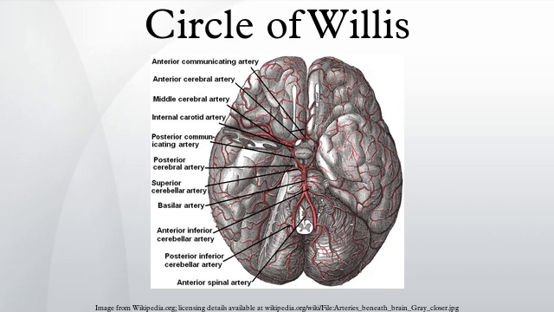Origin of arteries: the left and right internal carotid arteries arise from the left and right common carotid arteries. The posterior communicating artery is given off as a branch of the internal carotid artery just before it divides into its terminal branches, the anterior and middle cerebral arteries. The anterior cerebral artery forms the anterolateral portion of the Circle of Willis, while the middle cerebral artery does not contribute to the circle.